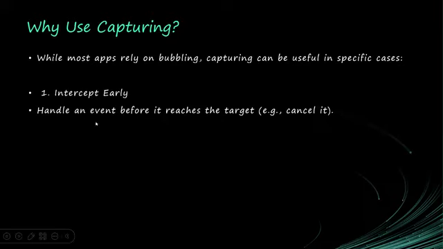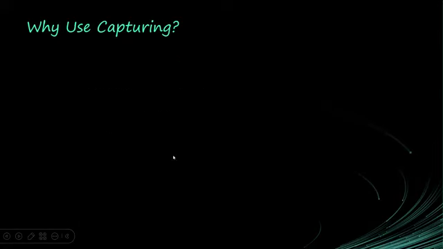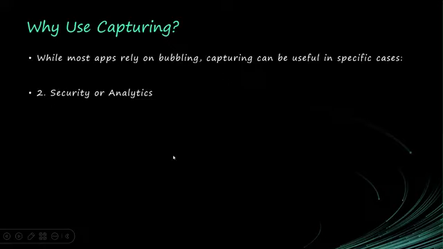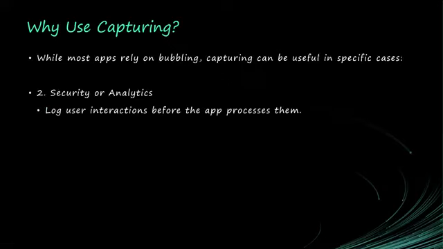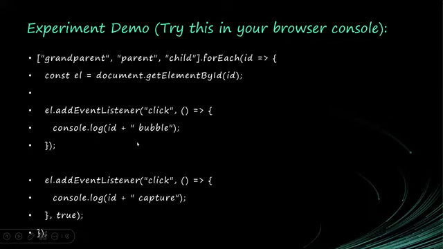In case you want to handle an event before it reaches the target, you can use the capturing phase and do something. You can also, for security and analytics purposes, log user interactions before the app processes them. You can debug propagation issues, but this is a bit higher than your level now. So let's leave it. Even the experiment, we just have to leave it too.